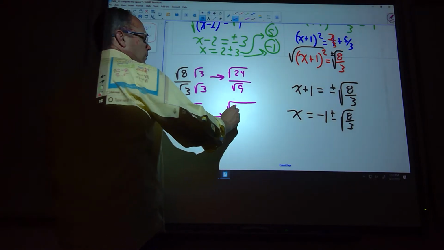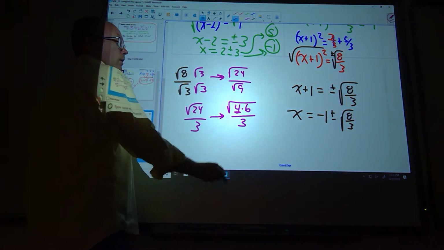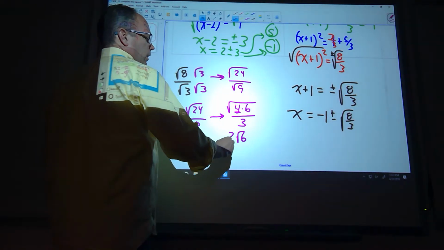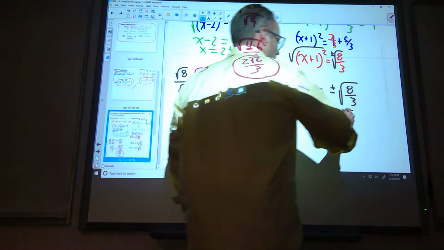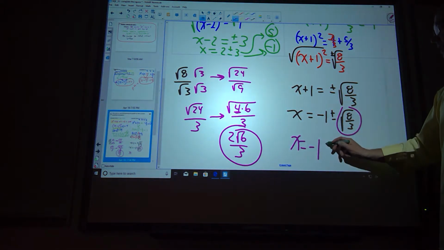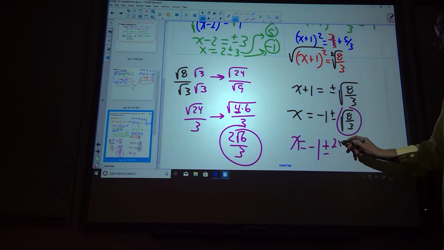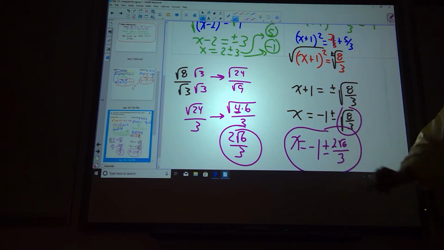What's the square root of 4? 2. So I get 2 square root 6/3. So I'm going to replace this with this. This is just nasty, I don't know why we put it like this, but the nice thing is it does come out to a nice exact value.